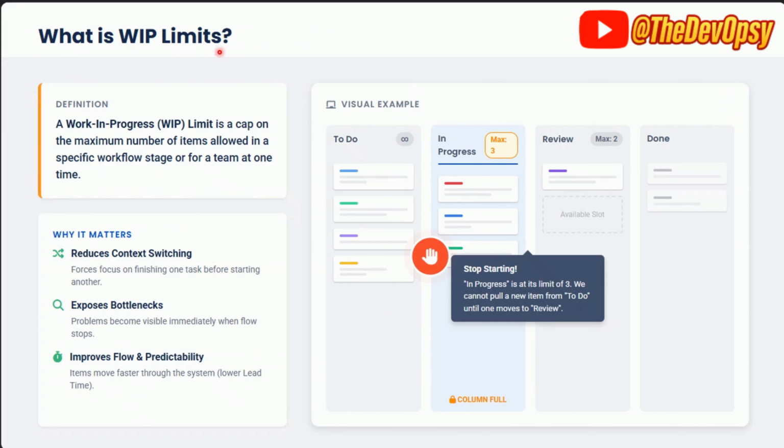Now let's talk about the work in progress limit. The definition says a work in progress limit is a cap on the maximum number of items allowed in a specific workflow stage or for a team at one time, right? This is the place where most teams struggle. Work in progress means work in progress, and it says do not take new work until your existing work is over, right? Now, on the in progress column, there is a max WIP limit of 3. There are already 3 items in progress. That means we cannot pull a new item from the to do until one moves to review. We need to make sure that this rule is followed, and then we can continue further.